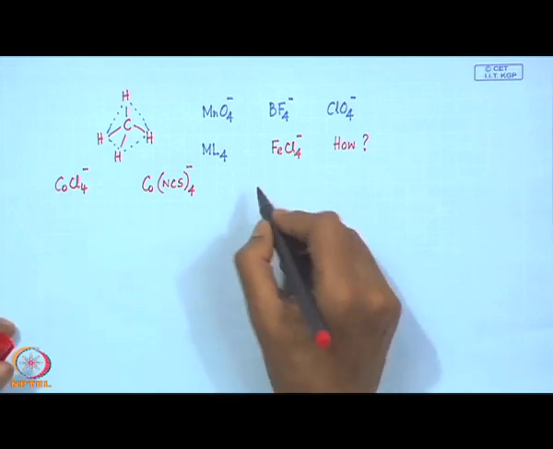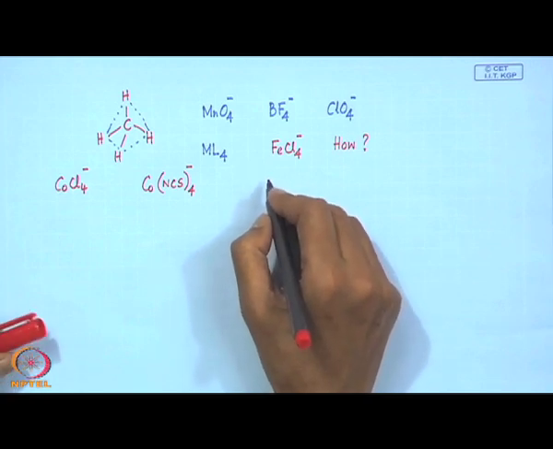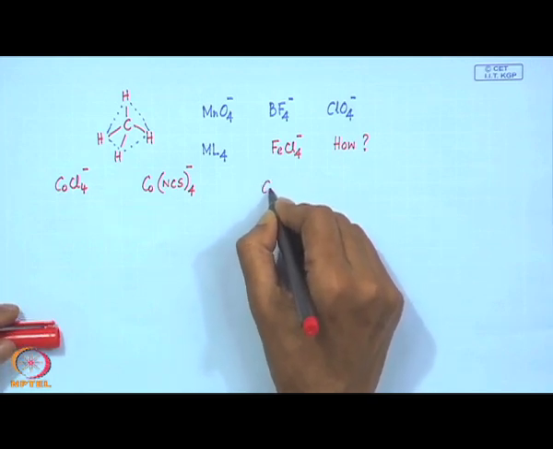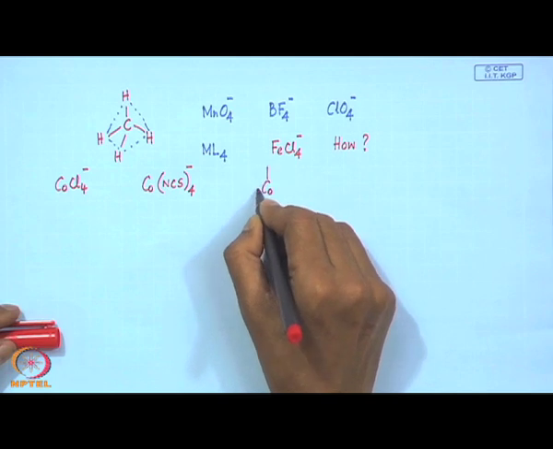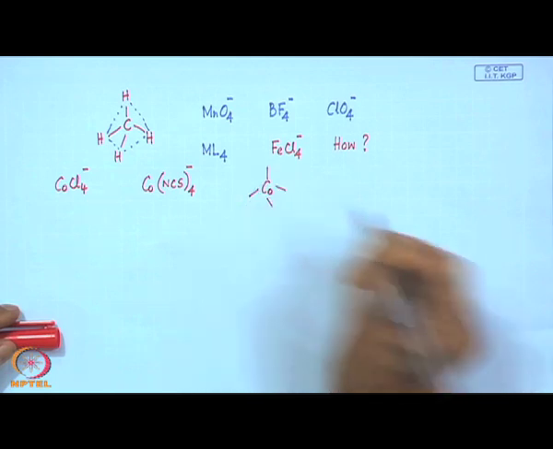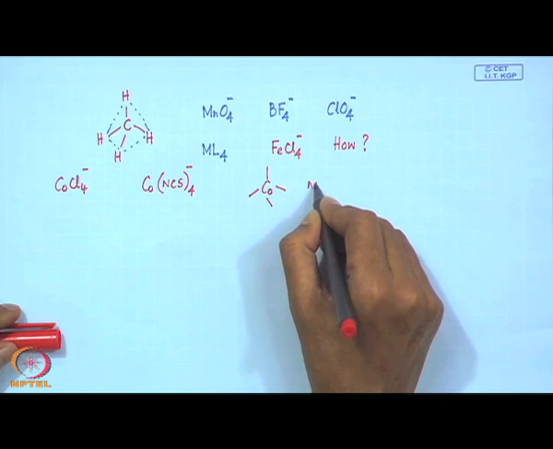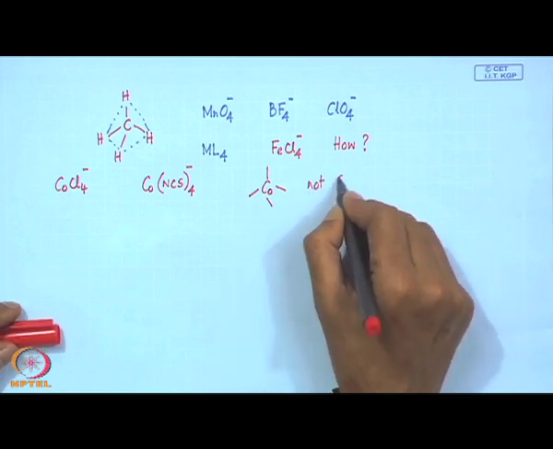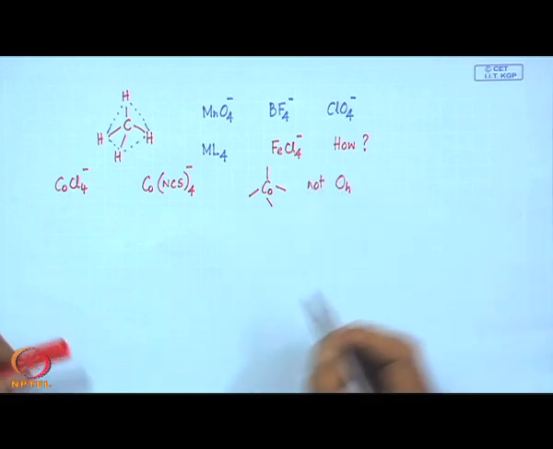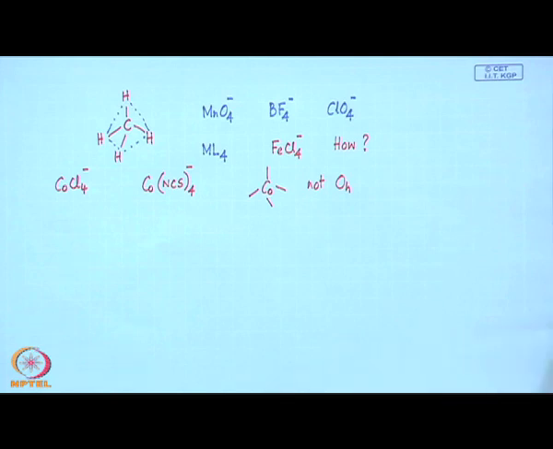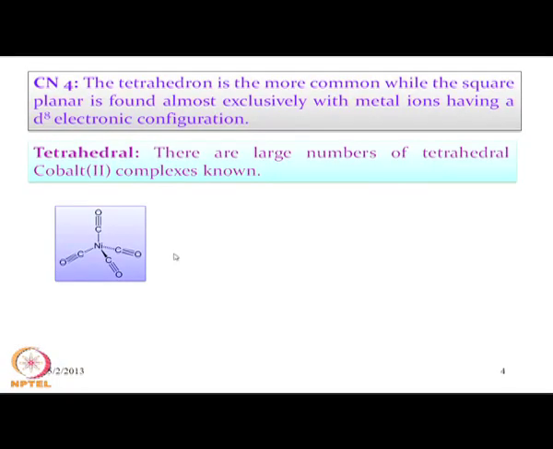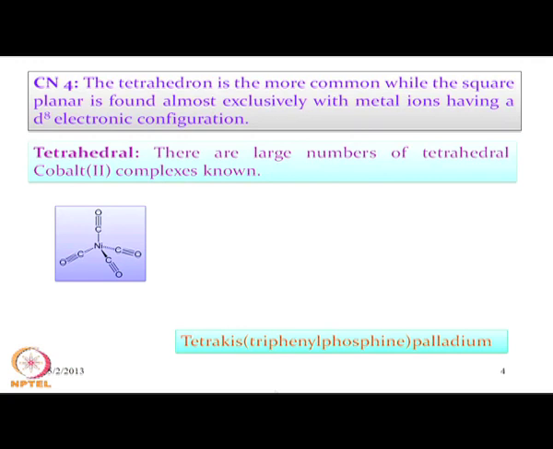So, these are very good, useful examples where we see that the cobalt center prefers a tetrahedral geometry, not favoring the corresponding octahedral one. So, these are therefore very useful examples of coordination number 4.